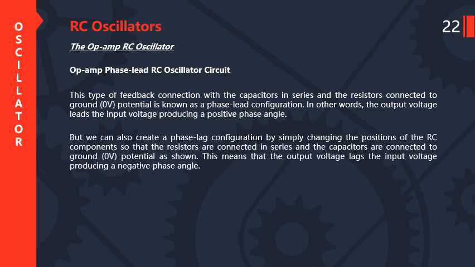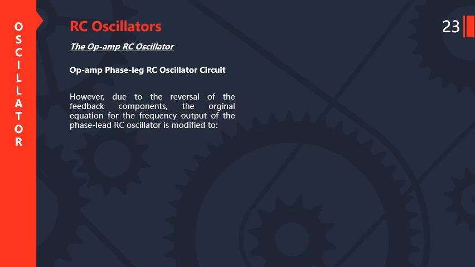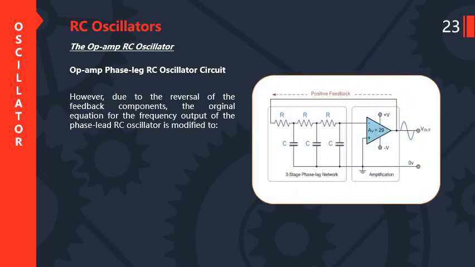But we can also create the phase lag configuration by simply changing the position of the RC components so that the resistors are connected in series and the capacitors are connected to grounded 0-volt potential as shown. This means that the output voltage lags the input voltage, producing a negative phase angle. This is the phase lag RC oscillator circuit. However, due to the reversal of the feedback components, the original equation of the frequency output of the phase lead RC oscillator is modified to Fr = √(2N) / (2π RC).